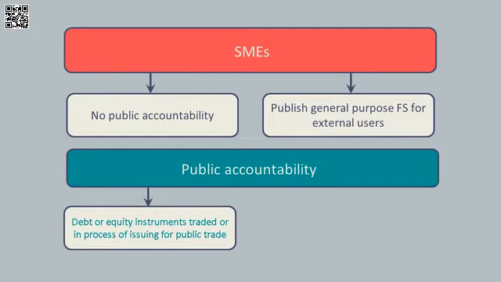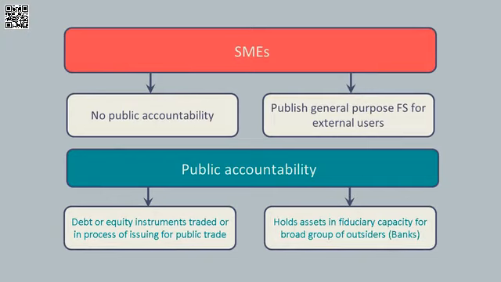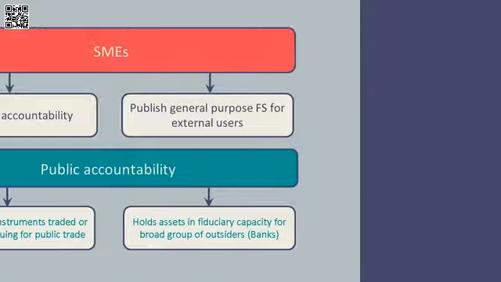How do we know if a company has public accountability? It is publicly accountable if its debt or equity instruments are traded in a public market, or it is in the process of issuing these for trading in a public market, or it holds assets in a fiduciary capacity for a broad group of outsiders as one of its primary businesses. If this is incidental, it is not necessarily publicly accountable. You will come across this in banks where they hold many people's life savings.